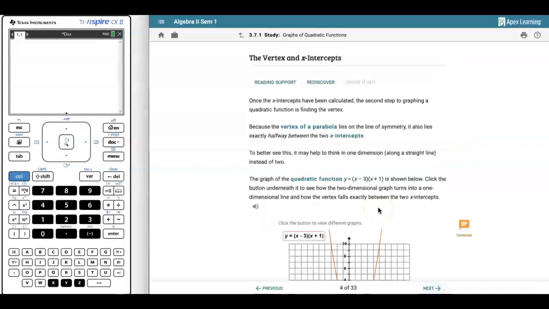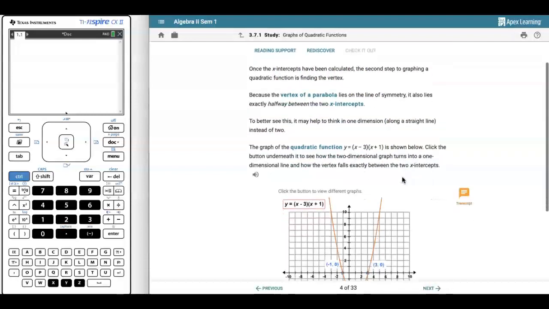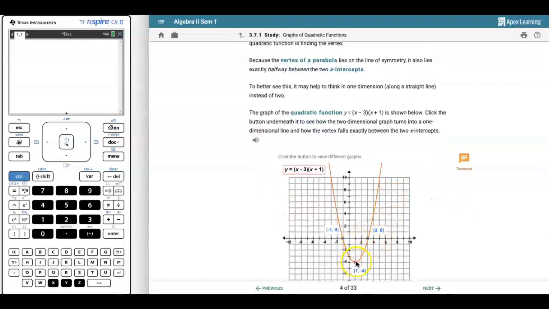Moving forward, once the x-intercepts have been calculated, we can graph them and find the vertex, that min or max point. If we look at this example, if I set x minus 3 equal to 0, I'm going to have x equal to positive 3, which is why I have a point here at positive 3, 0. Same thing here: if I have x plus 1 and make that equal to 0 using my zero product rule, I can figure out that I'm going to have a point at negative 1, 0.